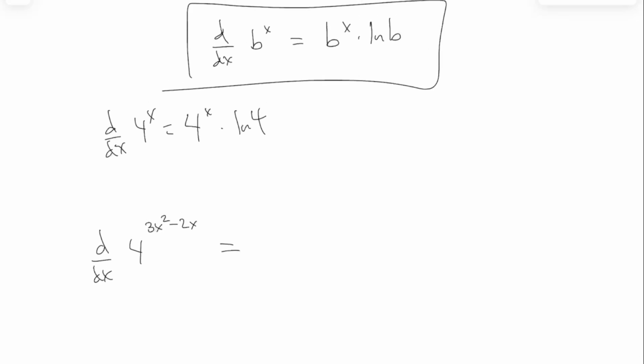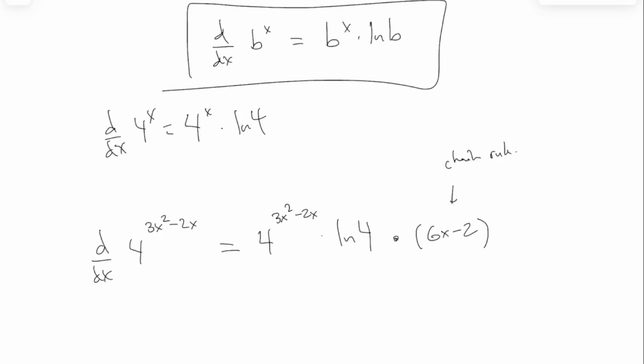What about this one? 4 to the power of that other stuff. I'm going to have to use this rule again, together with the chain rule. So when I see 4 to this business, what I get in the answer is just the same thing again times ln 4. So I'm going to write 4 to the 3x squared minus 2x times ln 4. That was just using the formula as is, where b is 4, and instead of x, I have that other stuff, 3x squared minus 2x. And then we do the chain rule, times the derivative of the inside of the exponent, and that is 6x minus 2. So this part comes from the chain rule.